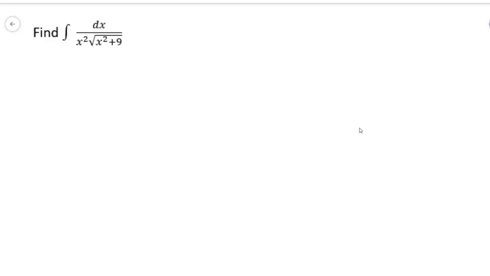Find the integral dx over x squared times the square root of x squared plus 9. So this is done by trig sub. We're going to let x be equal to 3 tangent theta. This is a u squared plus a squared situation.